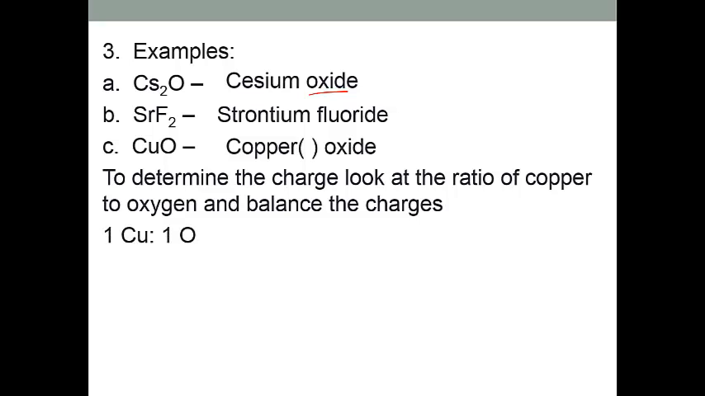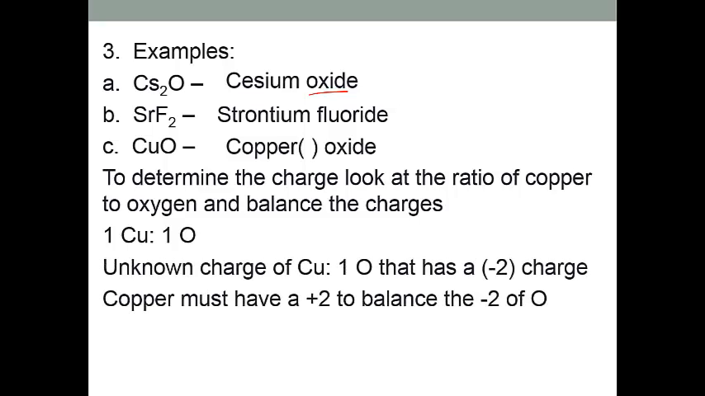We have 1 copper and we have 1 oxygen. Our unknown charge is on copper, and our oxygen, we know from our periodic table, is in the -2 column. And so you can see that in order to balance this, you need a +2 to balance out the -2, so everything adds up to 0.